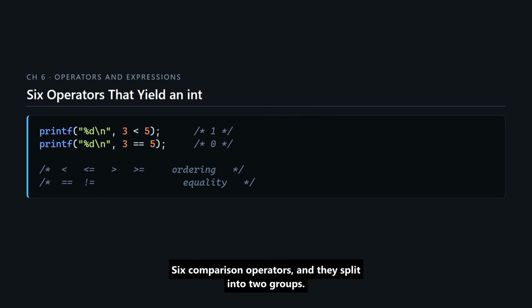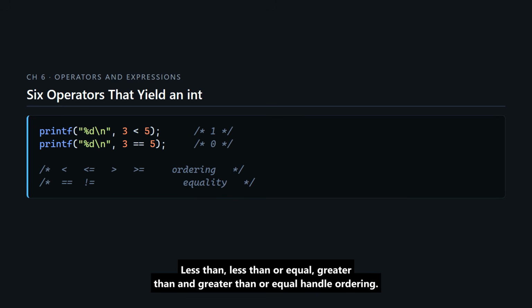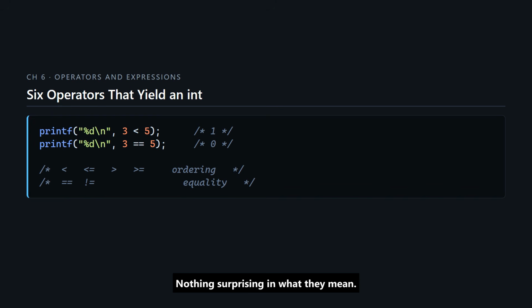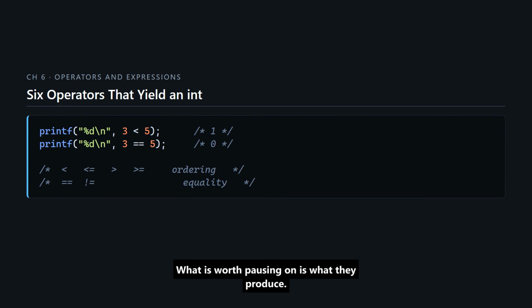There are 6 comparison operators, and they split into 2 groups. Less than, less than or equal, greater than and greater than or equal handle ordering. Double equals and exclamation mark equals, read that as not equal, handle equality. Nothing surprising in what they mean. What is worth pausing on is what they produce.